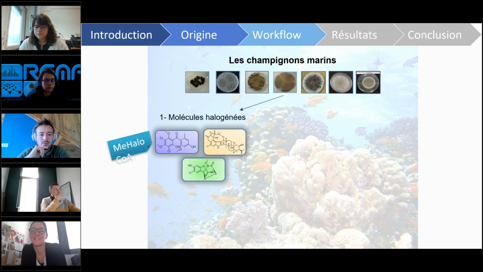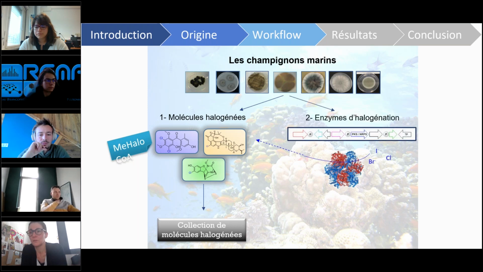So the first aspect of the project is to find those halogenated molecules and especially describe and characterize them, especially the unknown ones. In the second aspect of the project, we want to look at the enzymes that are able to produce those compounds, because of course in nature most organisms use halogenation enzymes to produce halogenated molecules.